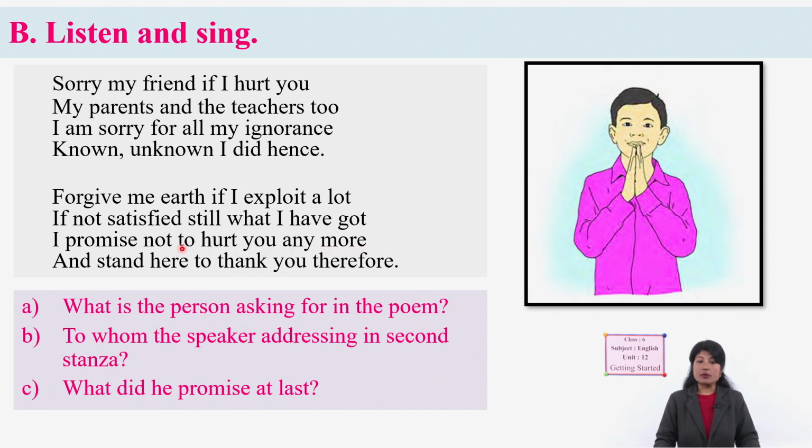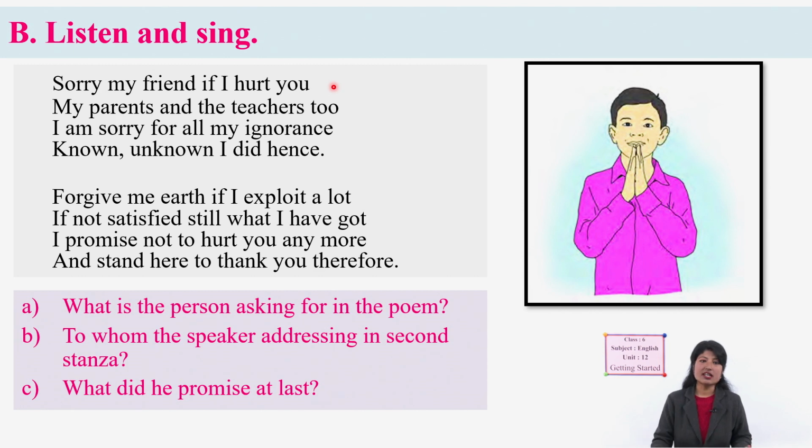Okay. Knowingly or unknowingly, we hurt our earth, right? We use the things of the earth. So for that, the boy is asking sorry. In the first paragraph, or let's say first stanza, okay, we call it stanza, the boy is asking sorry with friend. If I hurt you. So this poem teaches us when to say sorry.